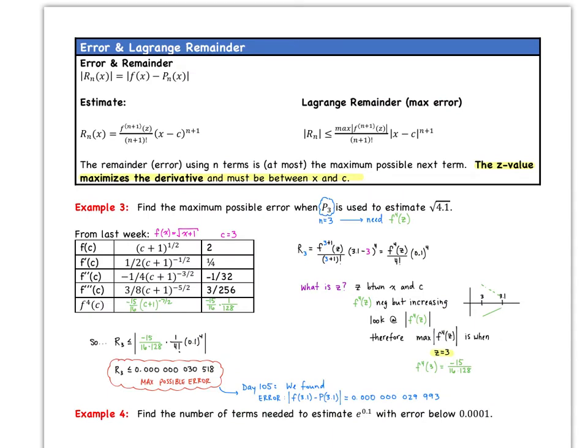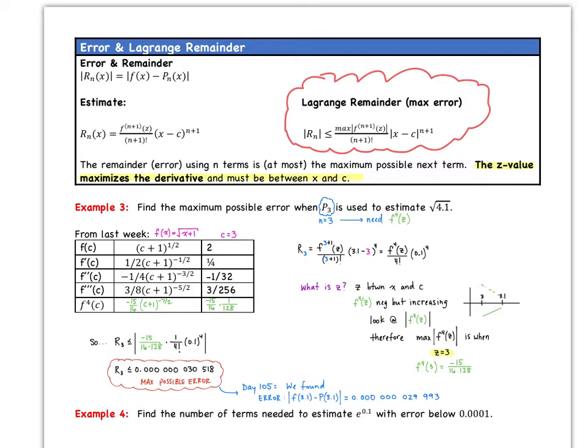Okay, so in the last video, we talked about Taylor's theorem, and we talked about the error remainder, where the error is equal to the absolute value of the actual minus the estimate. And we could find this estimate by using this formula here, but now we're going to focus on this max error aspect. We're going to go through an example discussing what the maximum possible error we could have is.